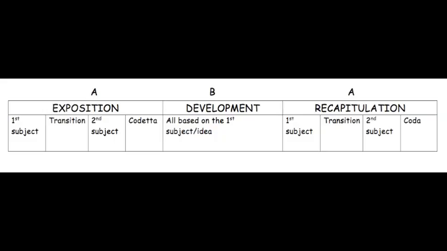Simply put, it's A-B-A, which is sonata form. The first A is the exposition, the B is the development, and the A is the recapitulation, or we can just say recap, as in summary. The exposition is made up of the first subject, the transition, the second subject, and a codetta, which is just a mini coda. The B is a development, and that's all based on the first idea of the first subject. And that's taken from here and goes like this.